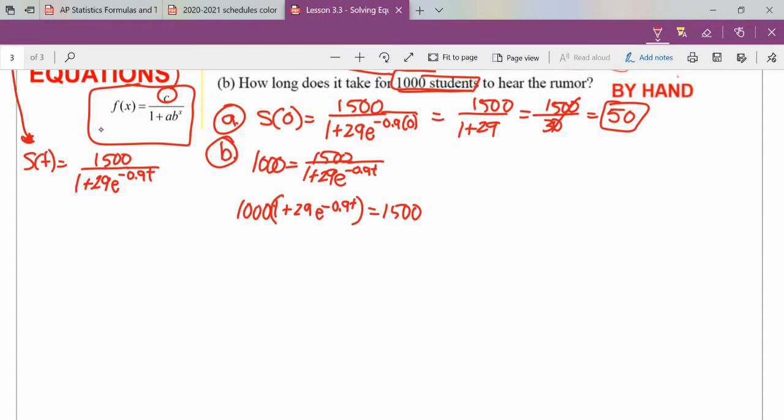And then just doing some algebra here. Remember, we want to isolate the term with the exponent and get rid of everything else. Then we can solve using our logs. So divide both sides by 1,000. So this would be 1 plus 29e to the negative 0.9t, and then 1,500 divided by 1,000 is 1.5. Subtract 1 from both sides. So it's just doing your little algebra tools here. Subtract 1, that's 0.5. Oops, that's sloppy.